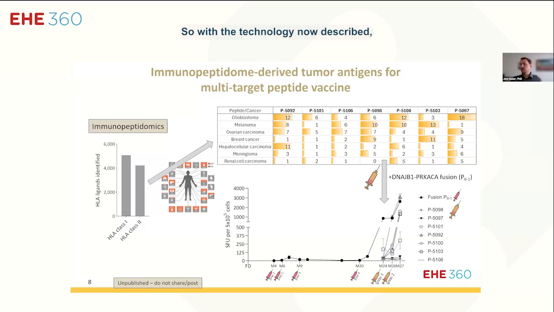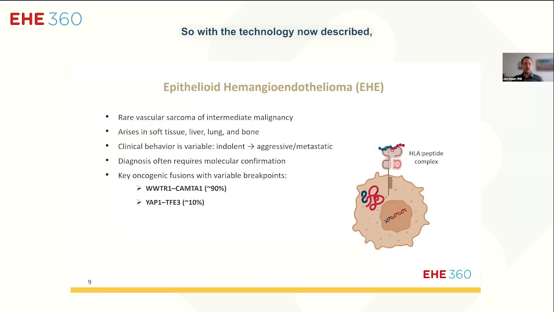So with the technology now described and what we can do with it on other cancer entities, I want to now switch over to the project that we are now starting in Tubingen, on EHE. I don't think I have to say much about EHE. The introduction there was already very good. It's a rare vascular sarcoma, and it's really defined by these fusions, the TAS-CAMTA or the YAP1-TFE fusion.